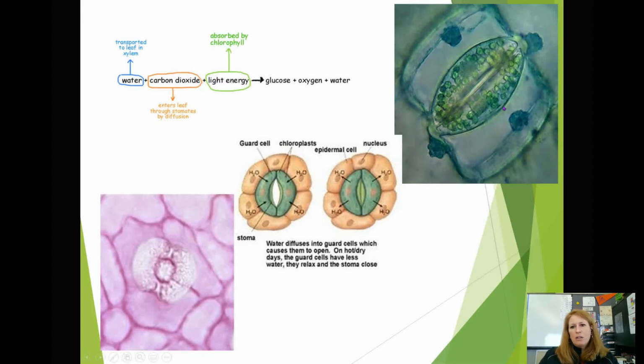We can tell that this particular microscopic image is closed. There's like a slit, that little cat eye I talked about. So that would be closed, so the water has moved out. The pink image, and again, don't rely on stains, this one is open. So water's moving in, which makes it nice and rigid.